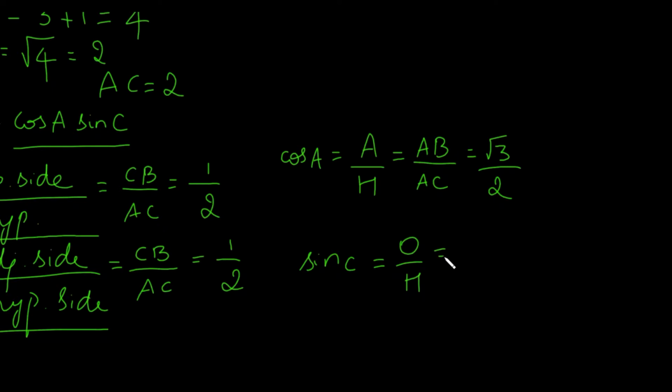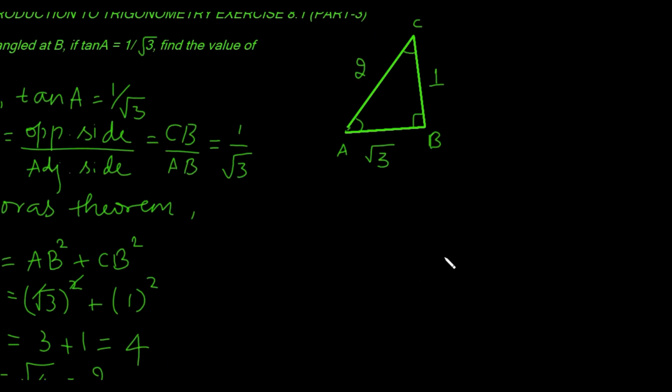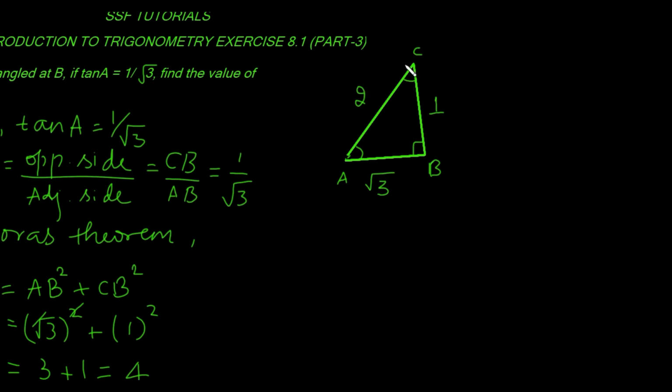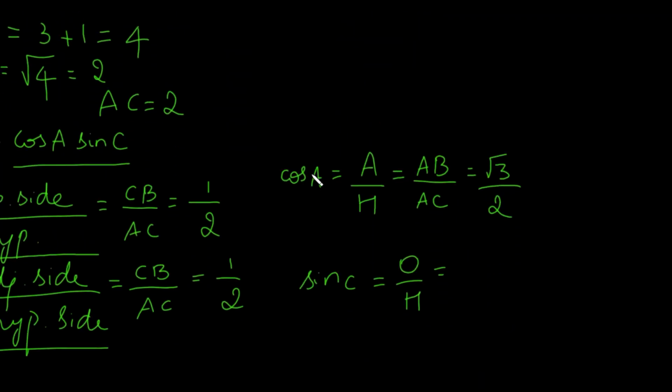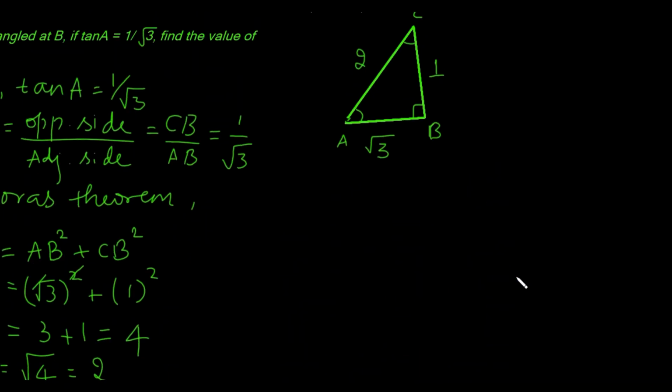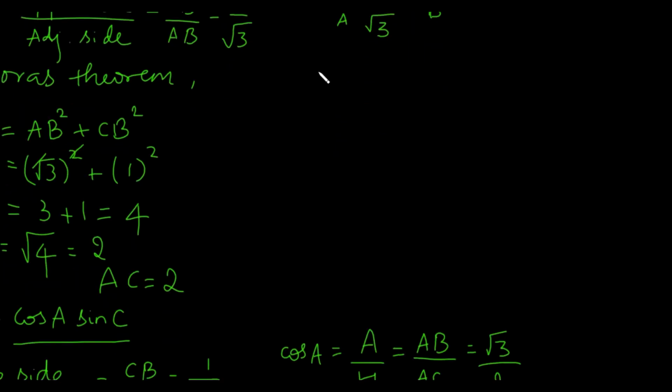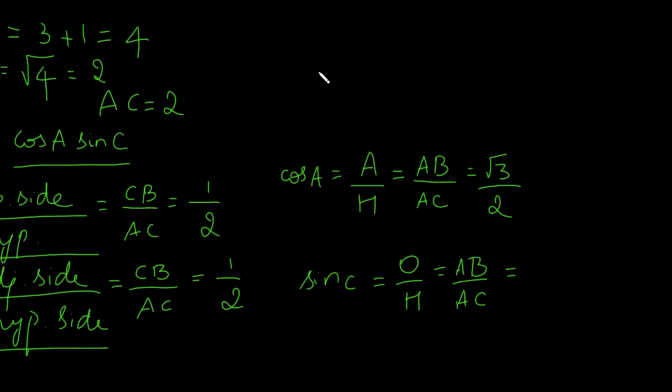The opposite side in the diagram, with respect to C, is going to be AB divided by the hypotenuse side AC. So let's write it. AB divided by AC. Now let's see what the value of AB is in the figure. AB value is root 3 and AC value is 2. So it's going to be the same, root 3 divided by 2.